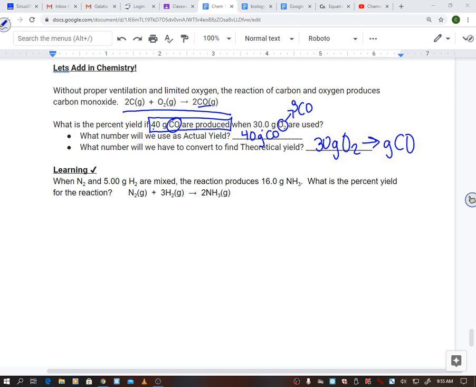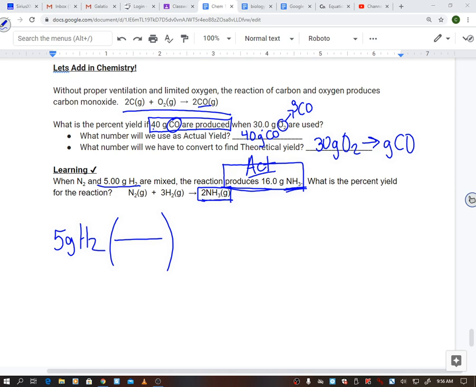When nitrogen gas and 5 grams of hydrogen gas are mixed, the reaction produces 16 grams of ammonia, which is NH3. What is the percent yield of the reaction? So I have two numbers here. One way is to read it and say the reaction produces, this is what you actually produced. The second way is to ask which one of these has my product, and it is this one. So that is what you actually made. Then I'm going to use the 5 grams of H2, and I'm always going to figure out the grams of my product.